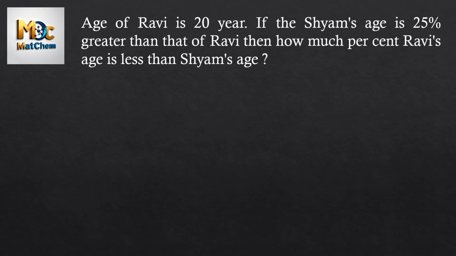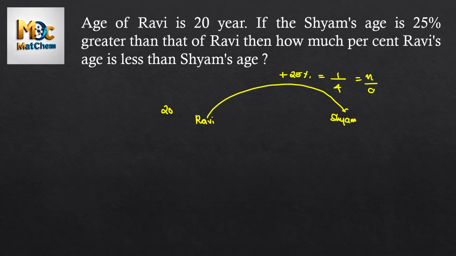Age of Ravi is 20 years. If Shyam's age is 25 percentage greater than Ravi's, then how much percentage is Ravi's age less than Shyam's age? So we have a Ravi and we have a Shyam. Shyam's age is 25 percentage greater than Ravi's age. That means plus 25 percentage. What is 25 percentage? 25 percentage is nothing but equal to 1 by 4. So we can take it as n by d.